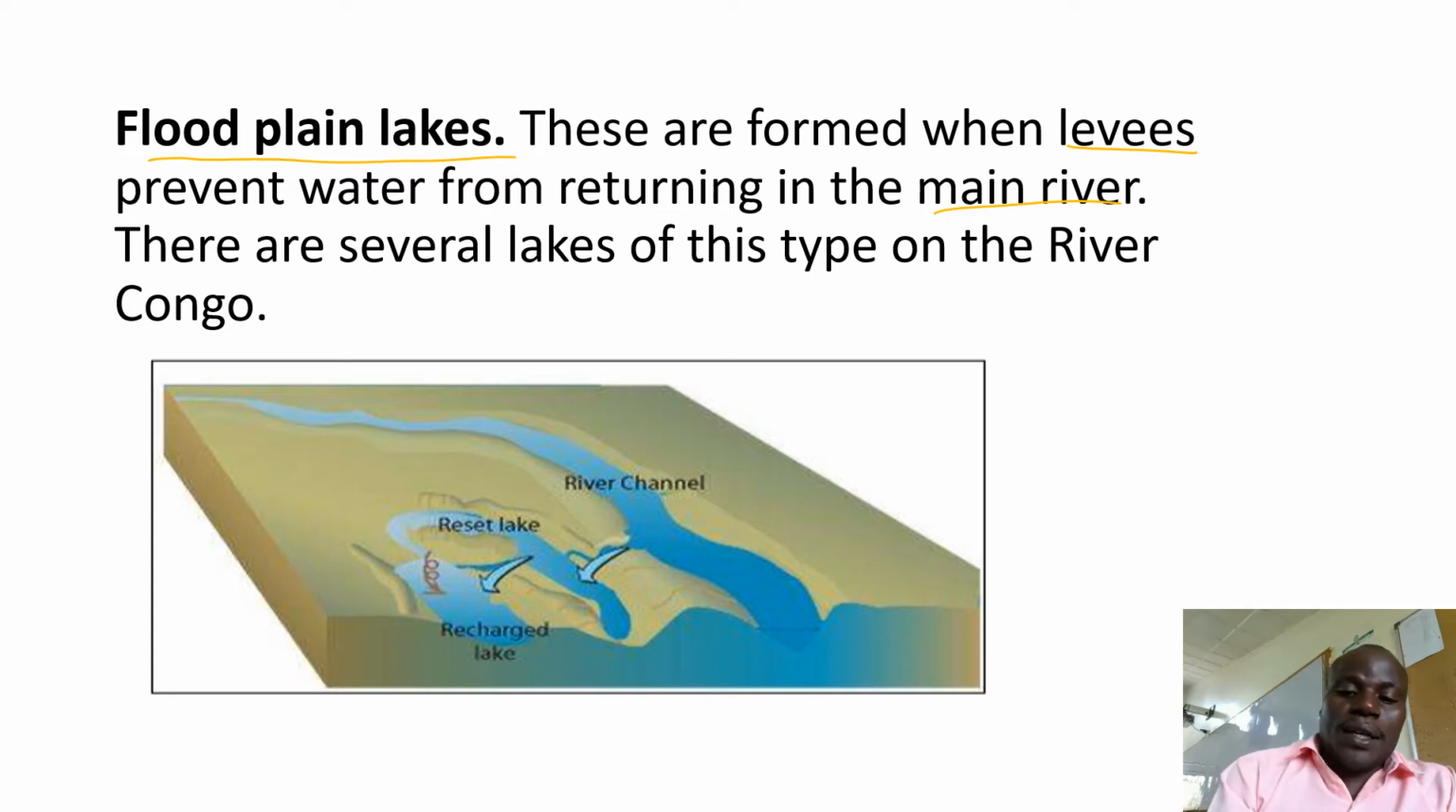If you look at this diagram, you will find this is the main river, the river channel, and levees are heaped on the sides of the river, and they prevent water from entering the main channel again, and therefore a small water body is collected behind the levees, and this is what we call a floodplain lake.